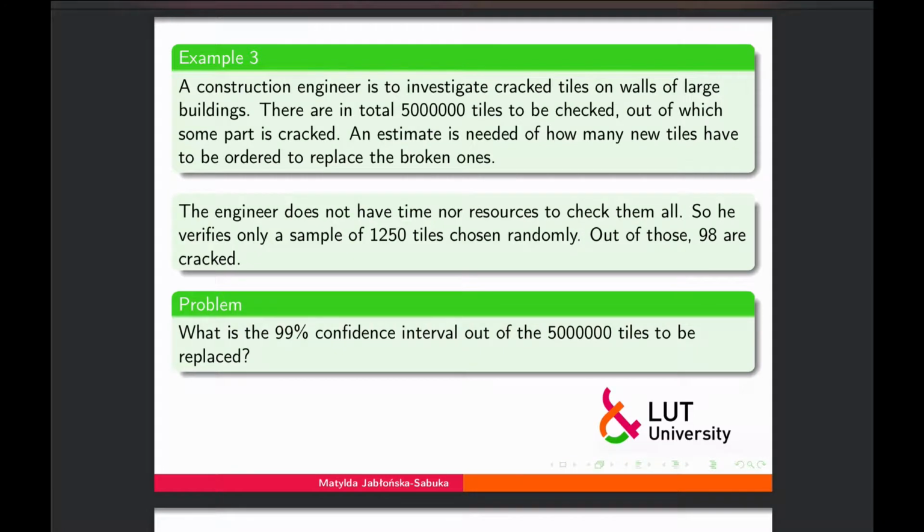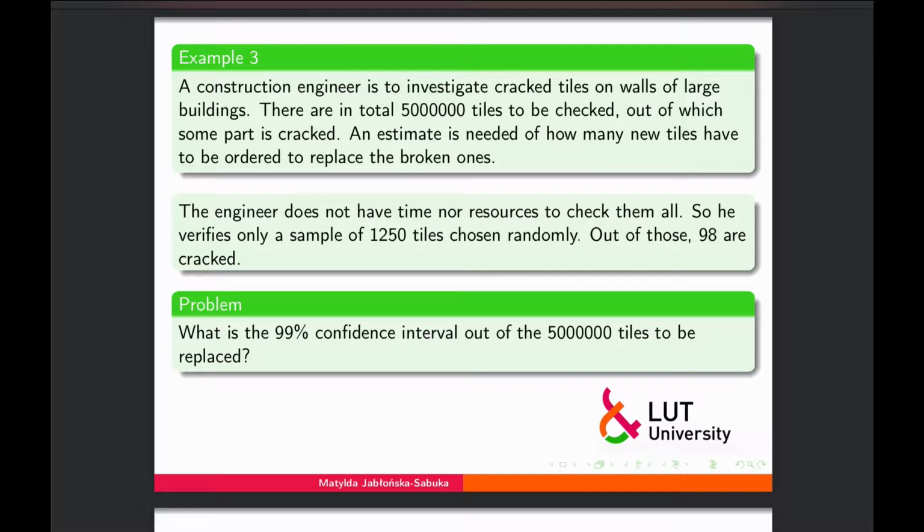This example presents a case of calculating a confidence interval for a population proportion. So let's assume a construction engineer is to investigate cracked tiles on walls of large buildings. There are in total 5 million tiles to be checked, out of which some part is cracked. An estimate is needed of how many new tiles have to be ordered to replace the broken ones.